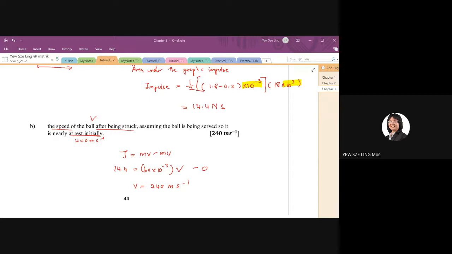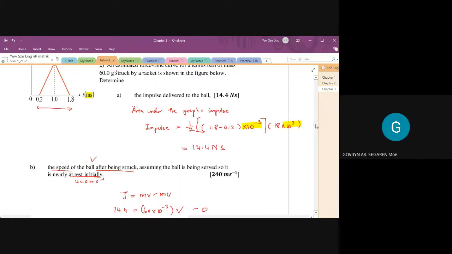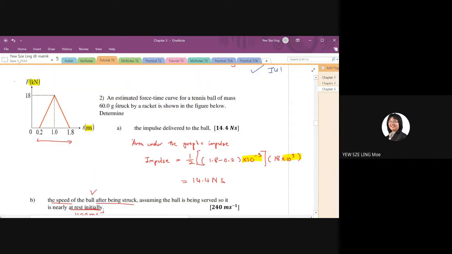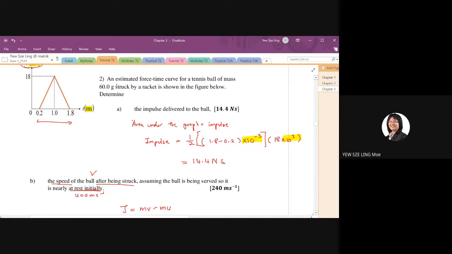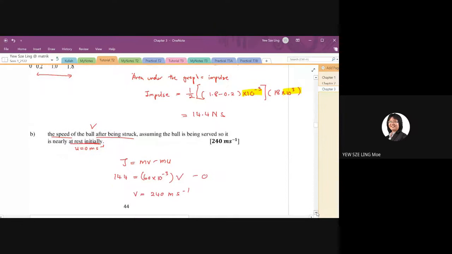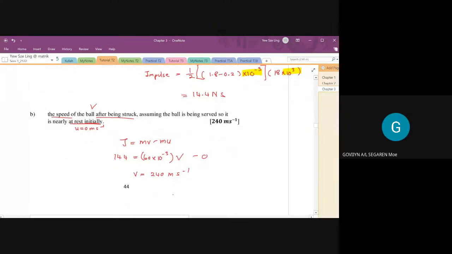Madam, I have a question. Why 18 times 10 to the power of 3? Well, it is because of the unit. You look at the axis, the y-axis. Y-axis is kN, kilonewton. Okay, so in physics, you have to be extra careful with the unit.